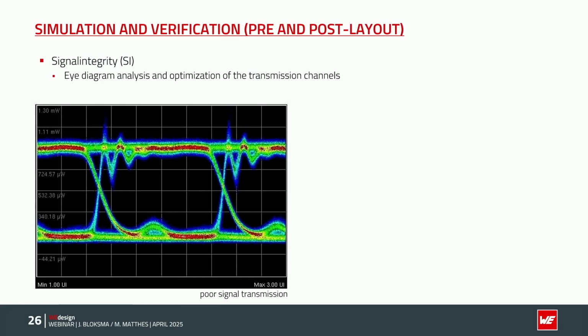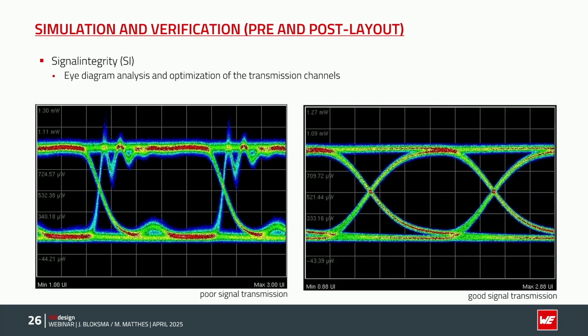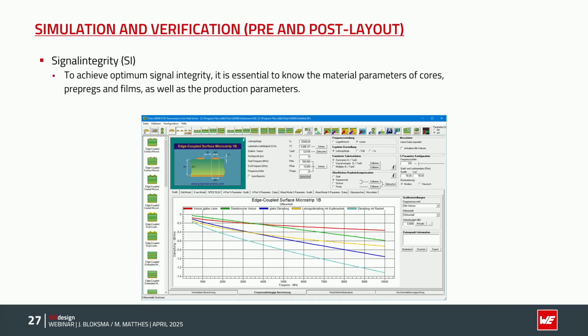In the area of simulation and verification, we can help you with eye diagrams. For example, here you see a very poor, bad signal that could be a problem during the usage of the PCB of the product, and at the end you should have an eye diagram like this that is very good for signal transmission. To get the best results, we use, as I told before, different tools.